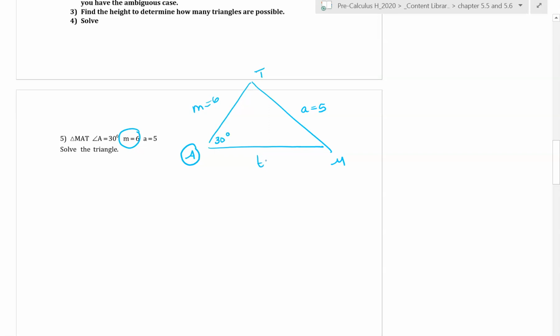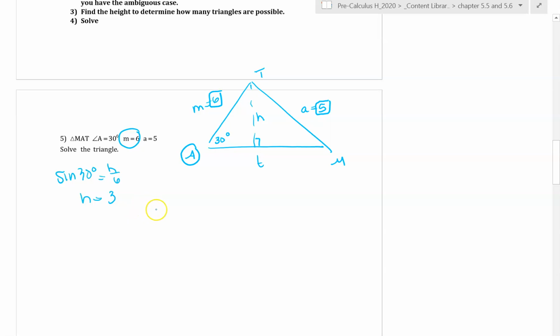Okay, so we notice that 5 is less than 6. Now, if 5 was 6 or more, we would say, oh, 1 triangle, move on. But we notice that 5 is less than 6, so we don't know what's going on. If 5 is too small, you have no triangles. If 5 is equal to the height, you have 1 triangle. But if it's a tweener, right in between, larger than the height yet smaller than 6, you have 2 triangles. So we need to find the height. The sine of 30 is opposite over hypotenuse. So H is 6 sine 30, which is 3.